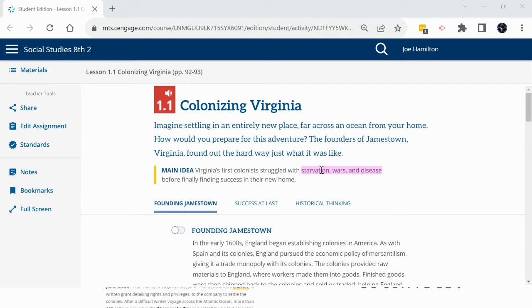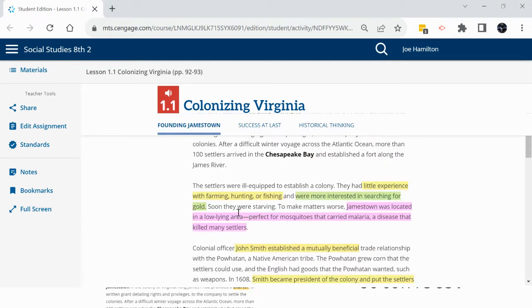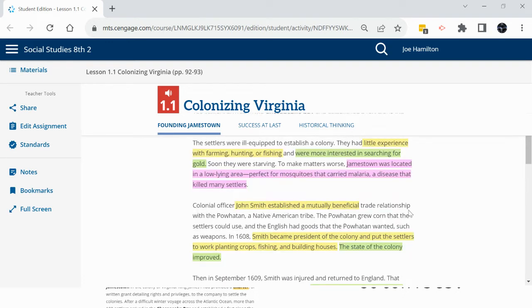And the three problems were starvation, their relationship with the Native Americans, the battles and wars, and disease, fighting off disease. So if you click on founding Jamestown and you go to the third paragraph here where we start highlighting, we highlighted some of these details, cause and effect details. And I'll show you that in just a moment on our notes.